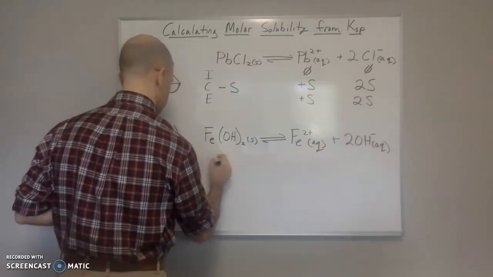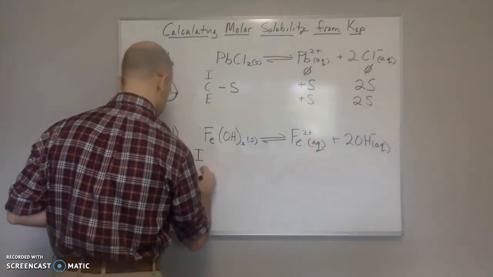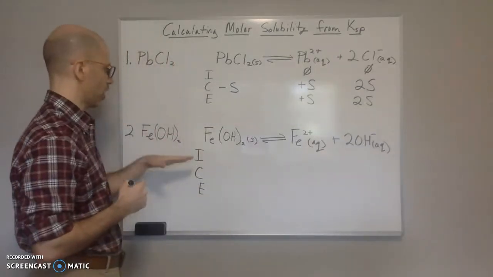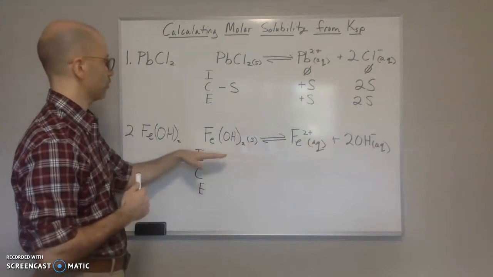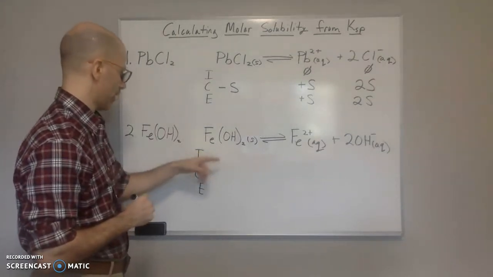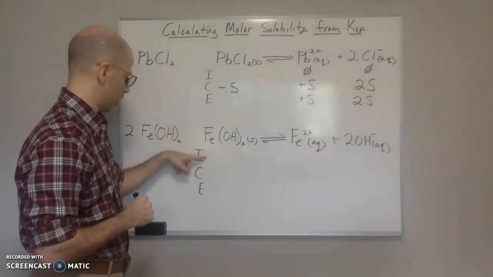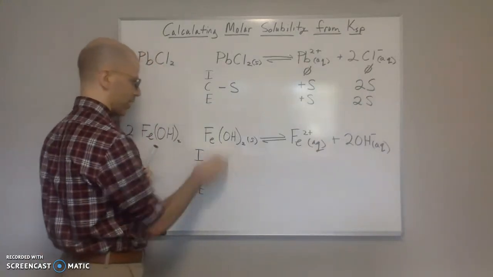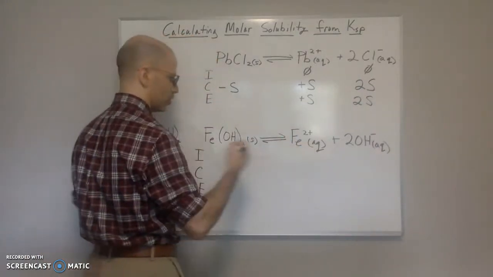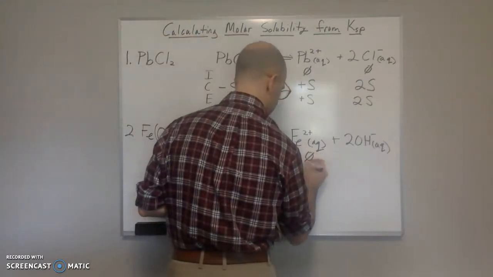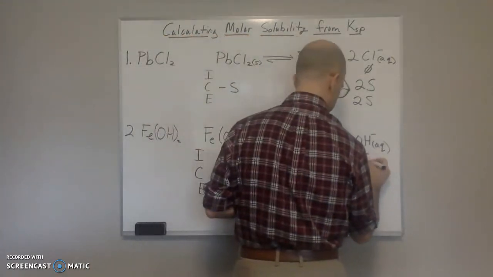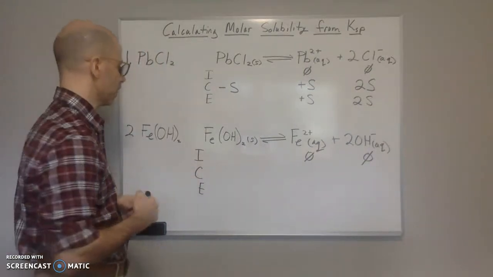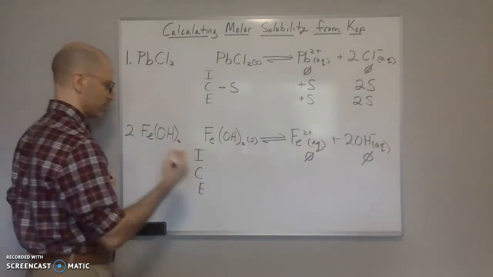So we're going to do ICE. So we're going to start with a certain amount. So we have the initial amount. So whatever that is, we start with a certain amount here. And initially we're going to have 0 for our iron 2 and for our hydroxide, because at the very beginning nothing dissolves. Over time it's going to eventually change.